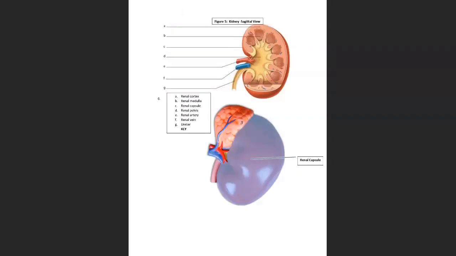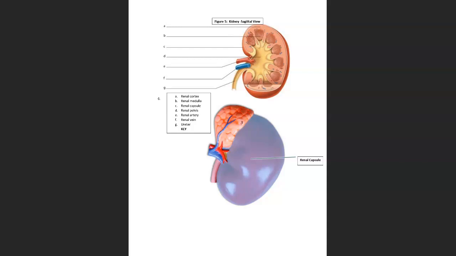Here's another view of the kidney, sagittal view. Make sure you know all these features that you see here in the key: the renal cortex, renal medulla, capsule, pelvis, artery, vein, renal artery, renal vein, and ureter. And make sure you know each of these areas.